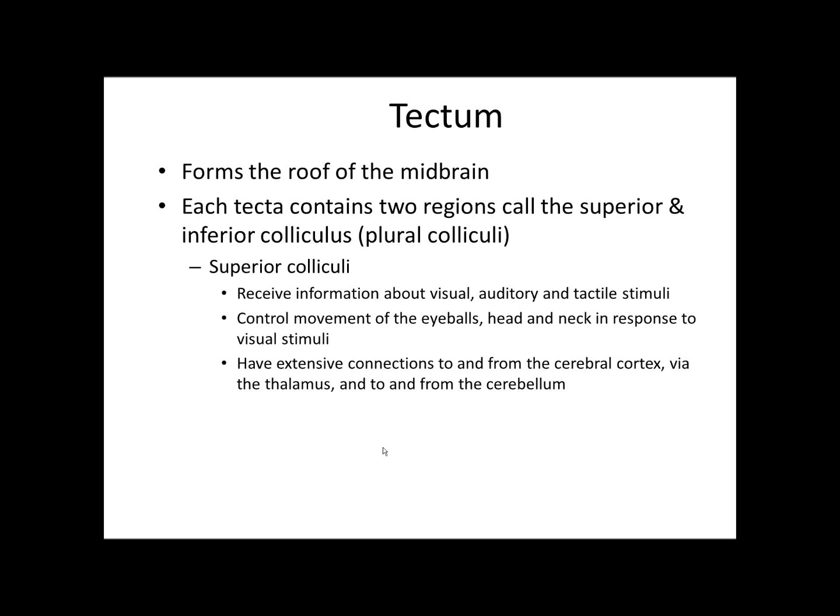The tectum forms the roof of the midbrain, and each tecta contains two regions called the superior and inferior colliculi. The superior colliculi receive information about visual, auditory, and tactile stimulation, and they control the movement of the eyeballs as well. Head and neck response to visual stimuli. And again, these are very reflexive responses.